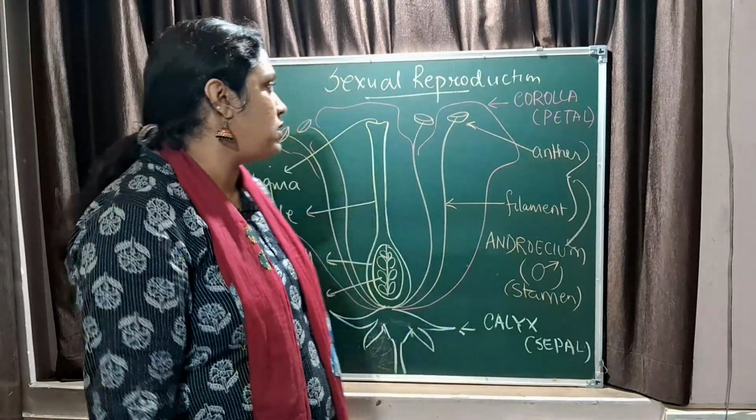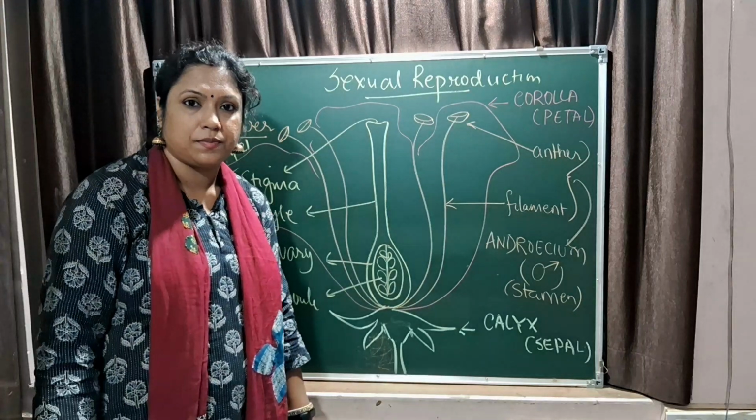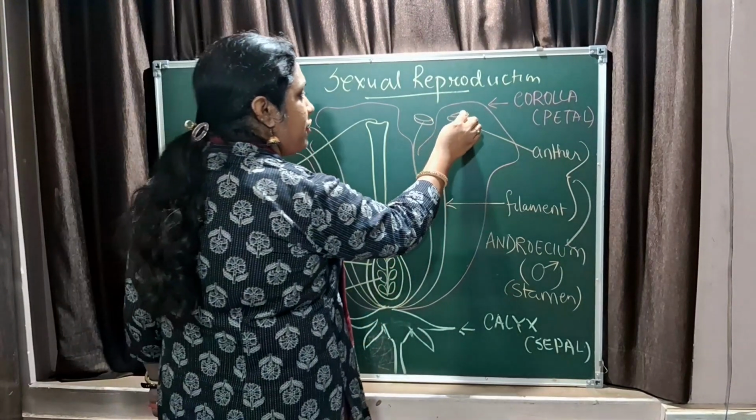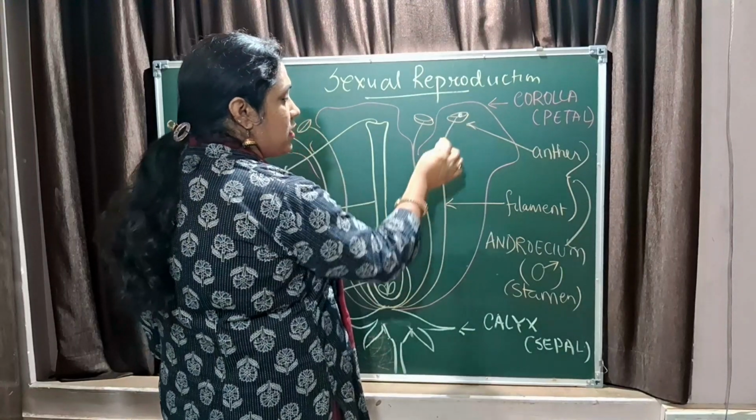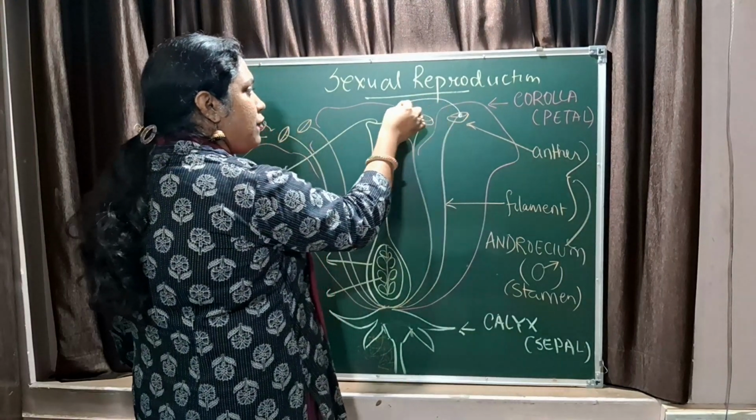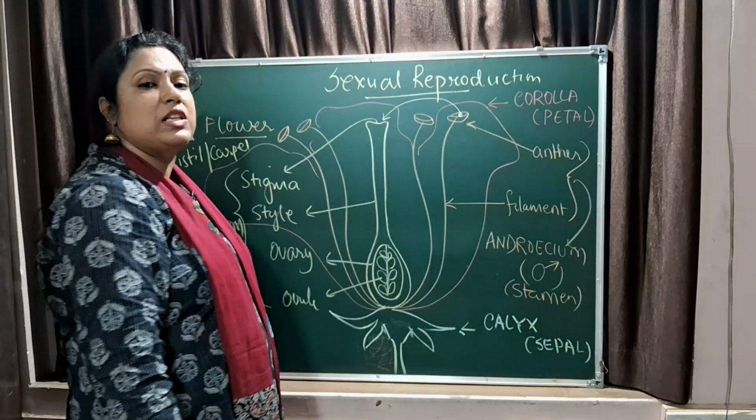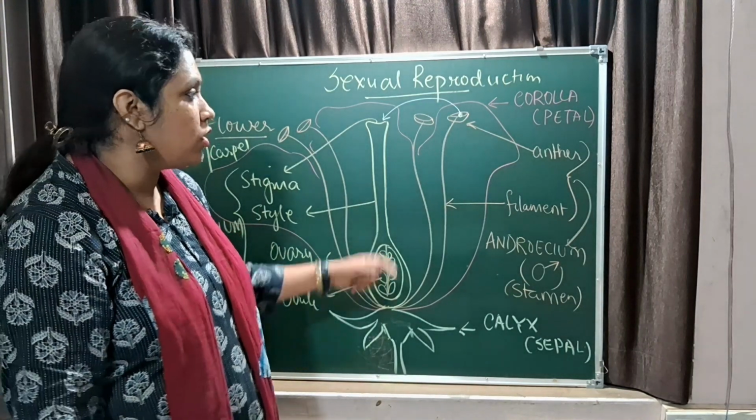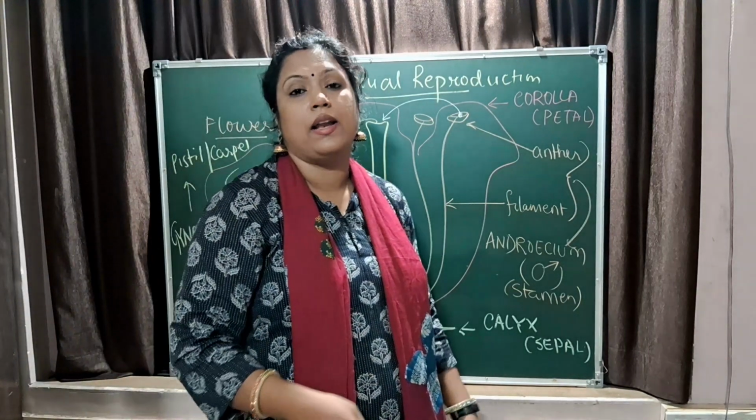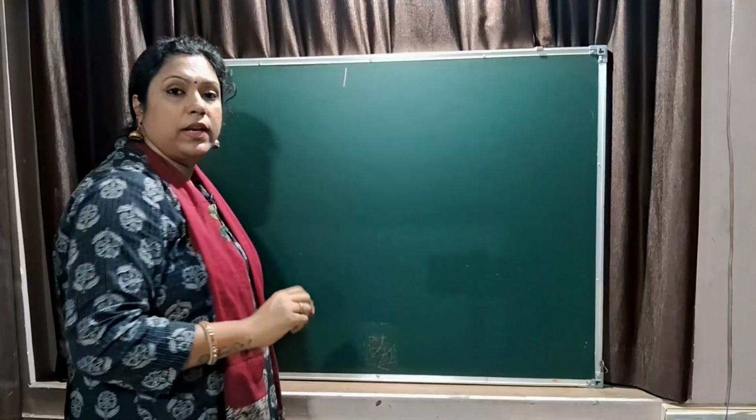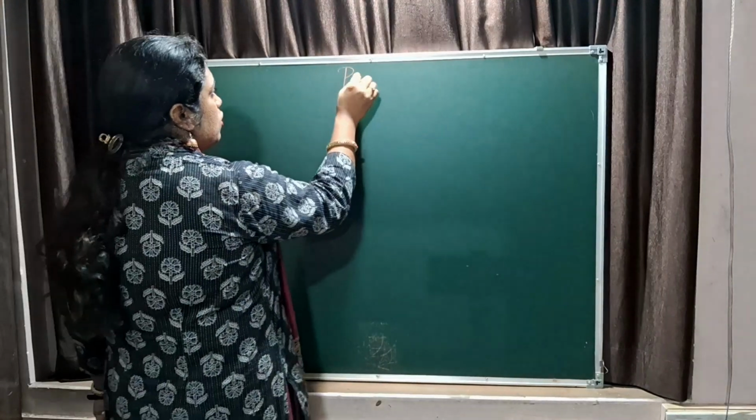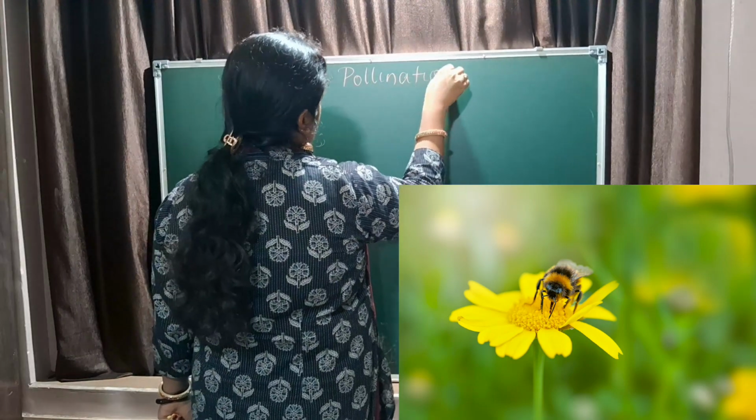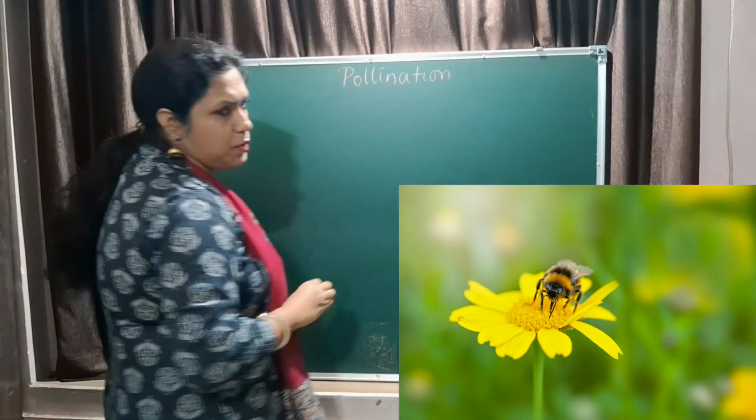Then you have a concept of pollination. What is pollination? Pollination is a process of transfer of pollen grains from the anther of a flower to the stigma of the flower. It is called pollination. So let us rub the board and I talk about the pollination. So next is pollination. Pollination is of two types: self-pollination and cross-pollination.